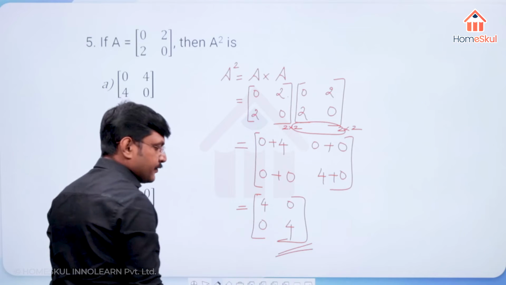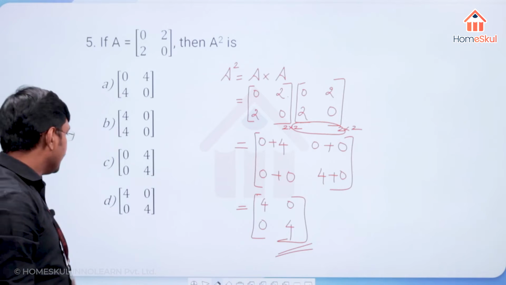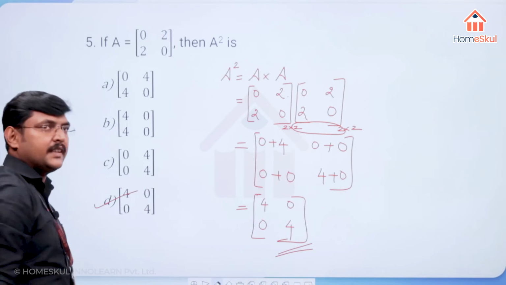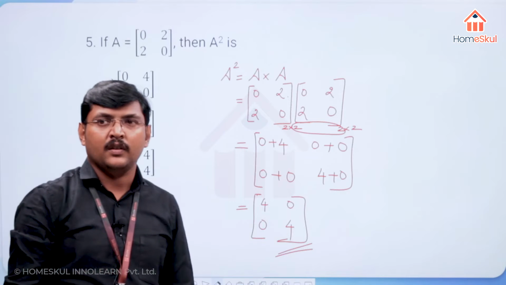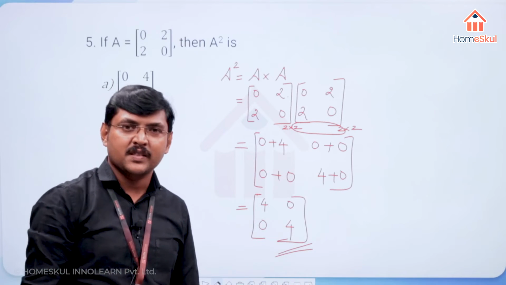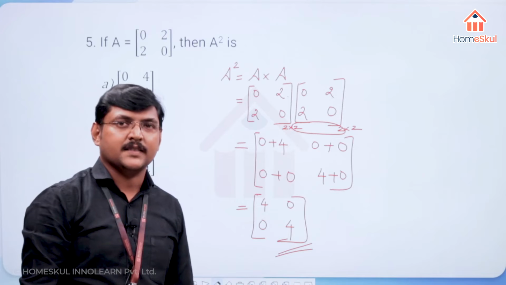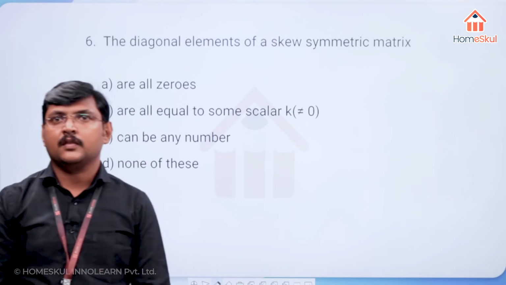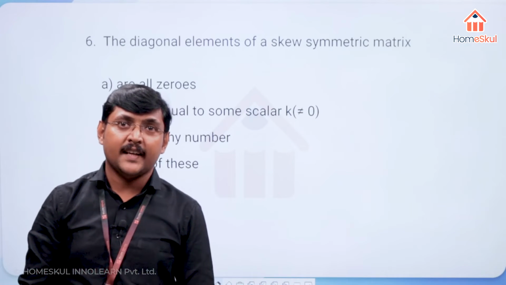So this is the answer for A square, correct? And you got the correct answer, Nevin. Option D is the correct answer. Very good. Since you got the answer, let's move on to the next question, not wasting the time, right? Yes, this is the question. Read the question carefully and reply with the answer.